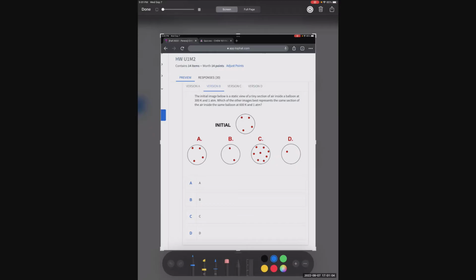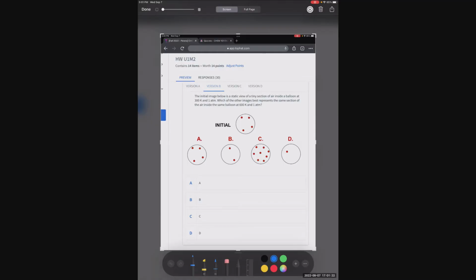The initial image below is a static view of a tiny section of air inside a balloon at 300 Kelvin and 1 atm pressure. Which of the other images best represents the same section of the air inside the same balloon at 600 K and 1 atm pressure? Now we're dealing with gases.